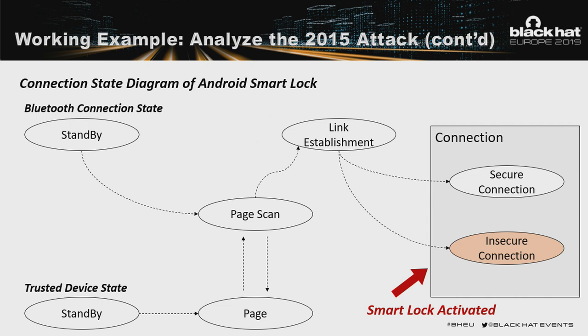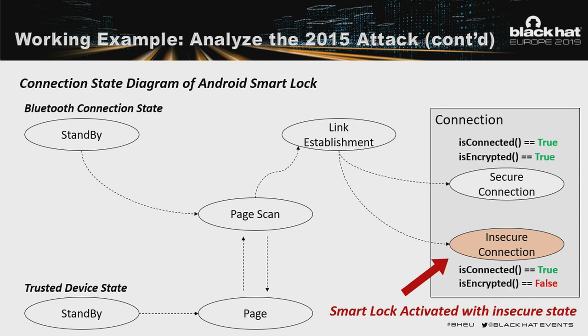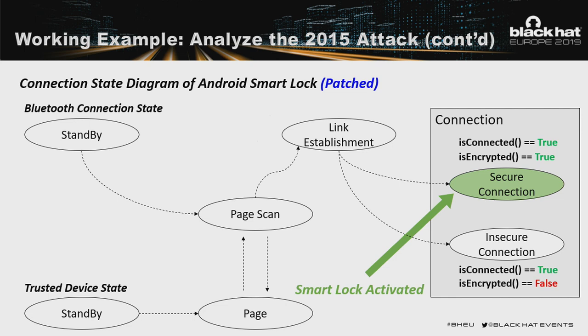In other words, the attack was possible because the connection using the Service Discovery Protocol, SDP, was allowed. To fix this issue, Google added the isEncrypted method to AOSP. This function checks whether the connection is encrypted. Since the connection established using the Service Discovery Protocol is an insecure connection, isEncrypted is false. Smart Lock called this function during the state transition, so this issue was resolved.